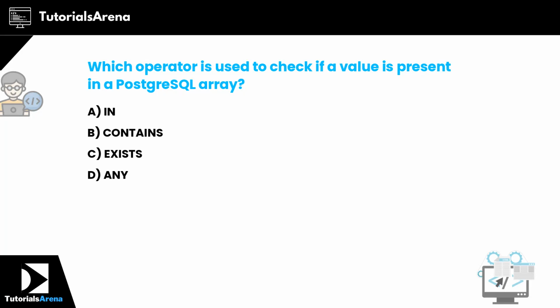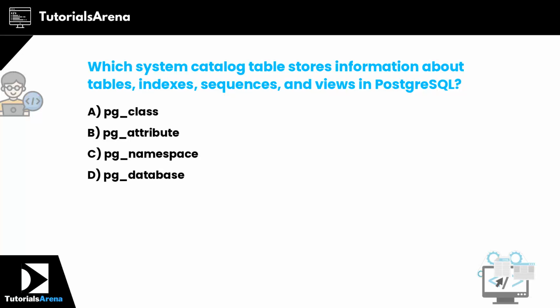Which operator is used to check if a value is present in a PostgreSQL array? The correct answer is option D, ANY. Which system catalog table stores information about tables, indexes, sequences, and views in PostgreSQL? The correct answer is option A, pg_class.